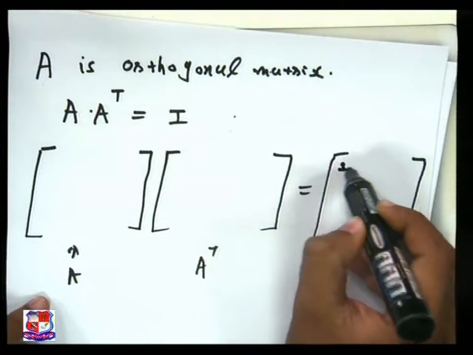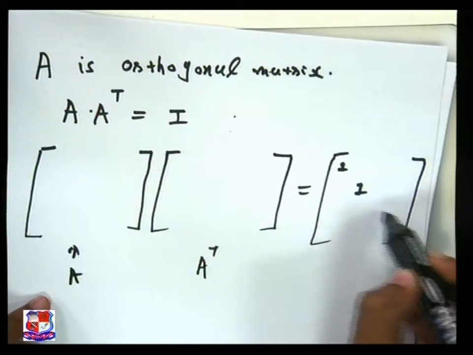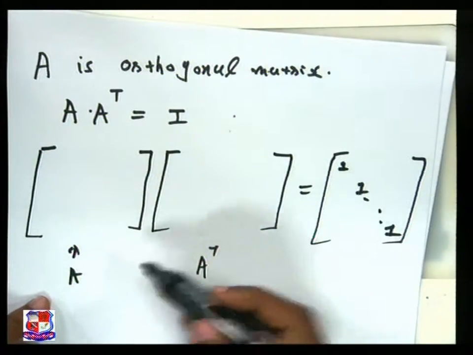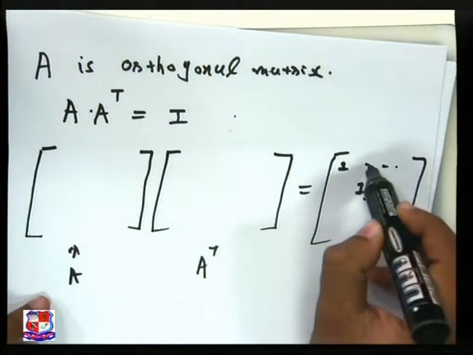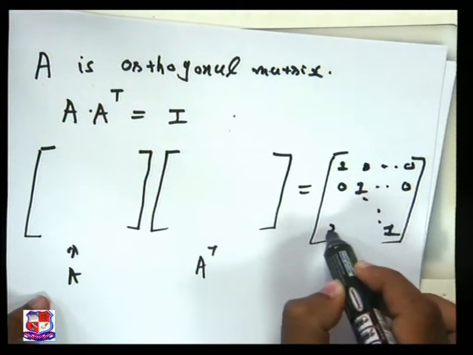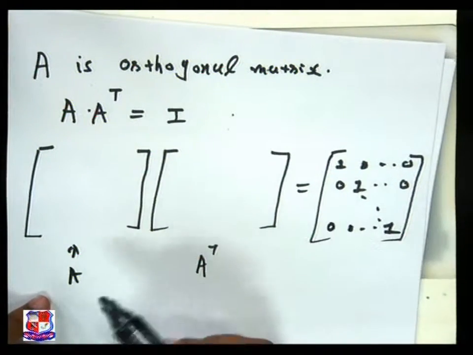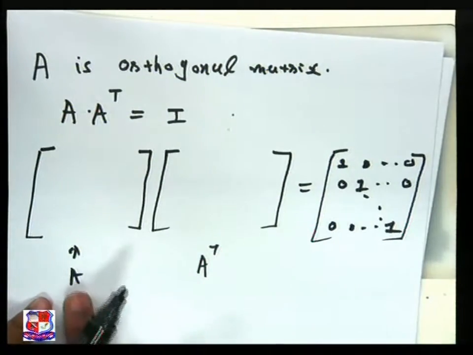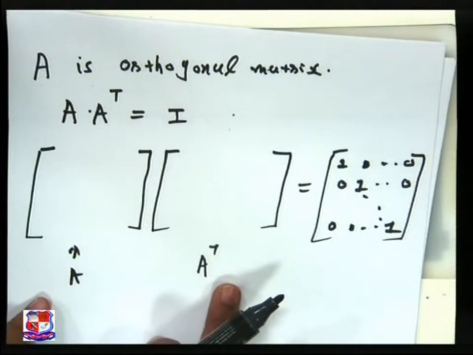Identity matrix means in the main diagonal we have element 1, okay, that is clear, and all the others are 0. That is fixed, right, an identity matrix. Now this is our matrix A, this is A transpose.